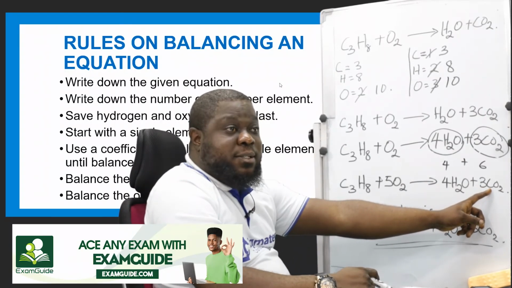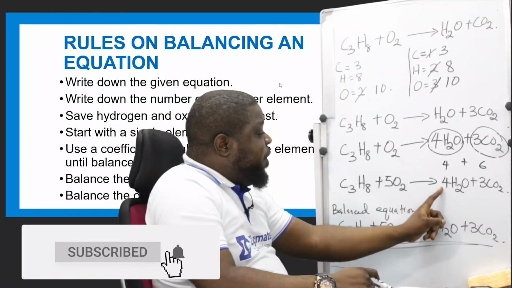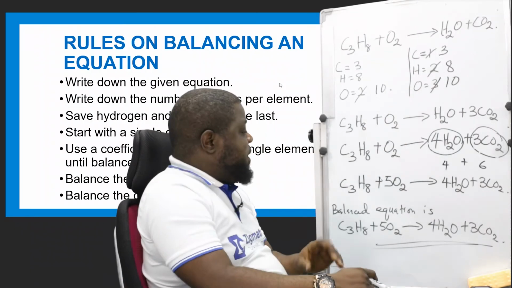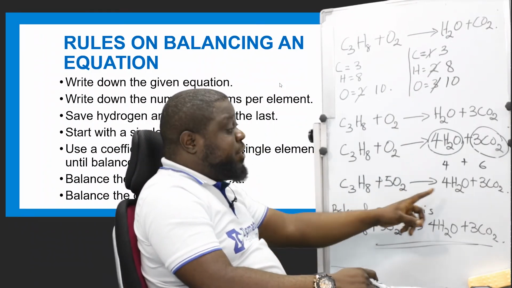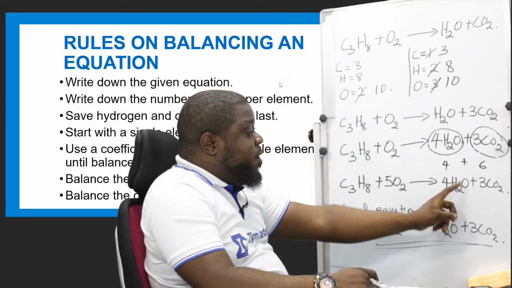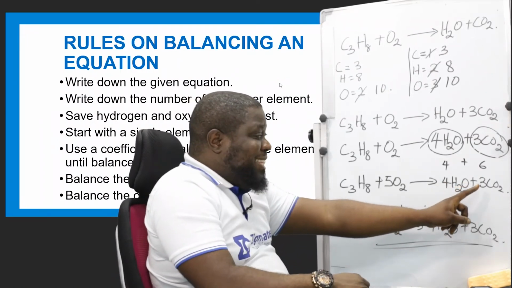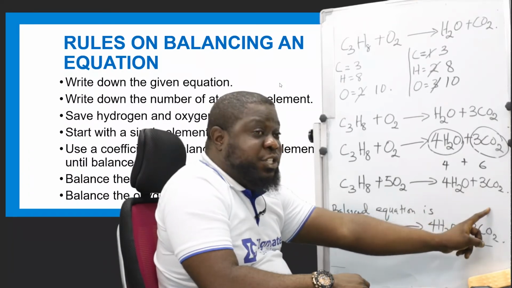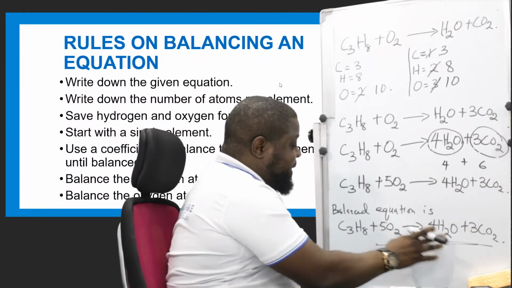3 times 1, 3. Hydrogen is 8 here, and hydrogen is 8 here. 4 times 2, 8. Oxygen is 10 here. 5 times 2, 10. And oxygen is 10 here: 4 times this one oxygen, plus 3 times 2 oxygen here, which is 6, and that is 10. So this is the balanced equation.